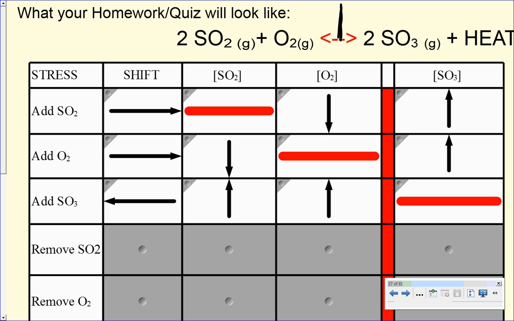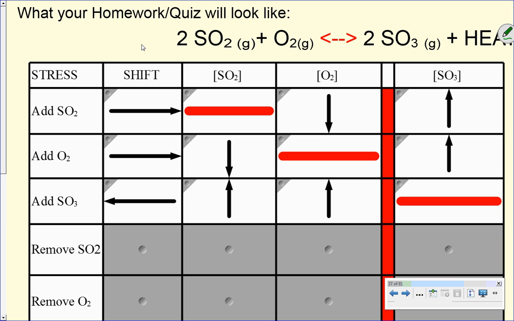Now, I always like to use a little saying, add away. So if we look back at everything we just talked about, when we added SO2, we shifted away. When we added O2, we shifted away, meaning we shift to the other direction in the reaction. We shift to the other side of that arrow. When we added SO3, add away. The reaction that we are favoring is going to determine what happens to concentration. When we're shifting towards something, we're making more of it.